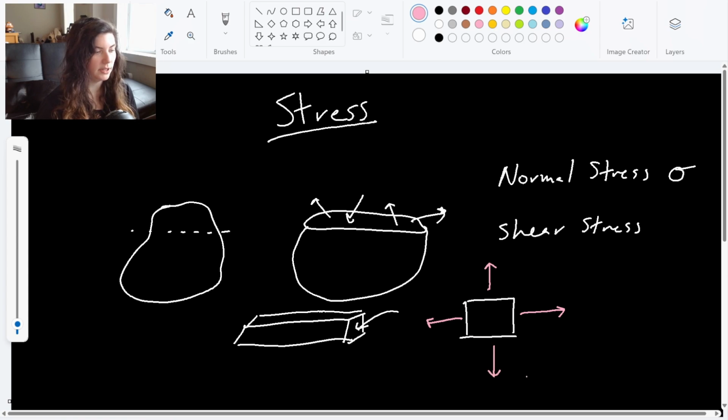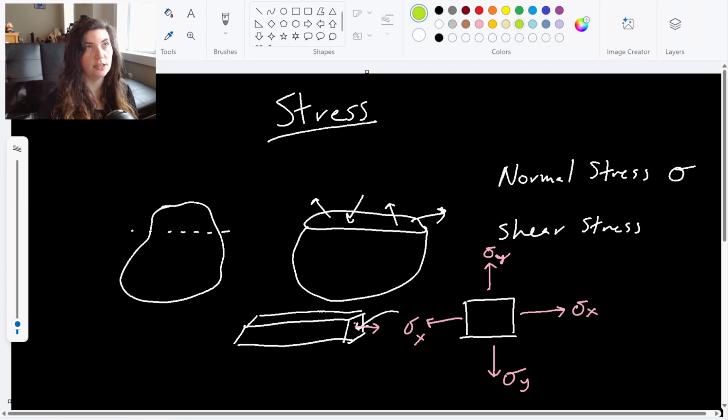So if this is in an XY plane, then this would be my normal stress in the Y direction, and normal stress in the X direction. So my normal stress, again, is perpendicular to the cross-sectional area, pointing out away from that, just like our normal force points out and away from this cross-section. The normal stress points out and away from those cross-sections.